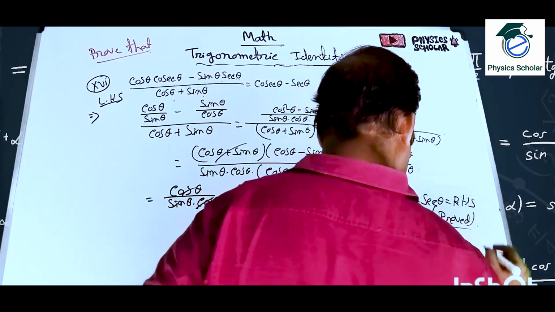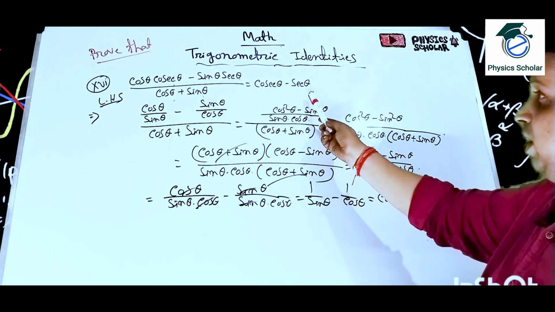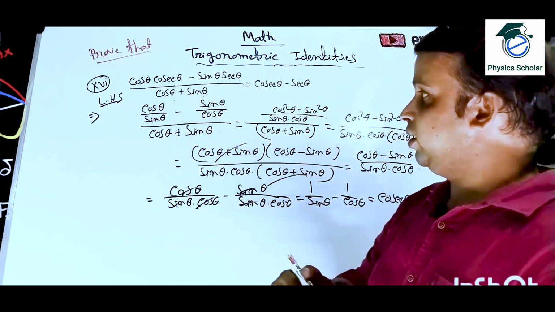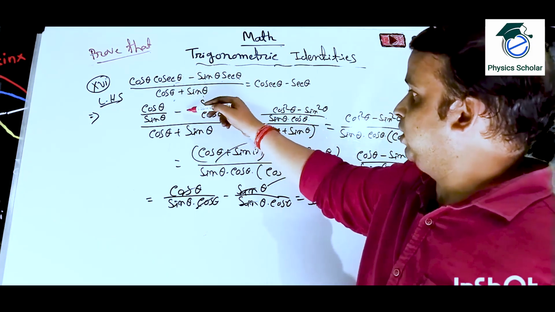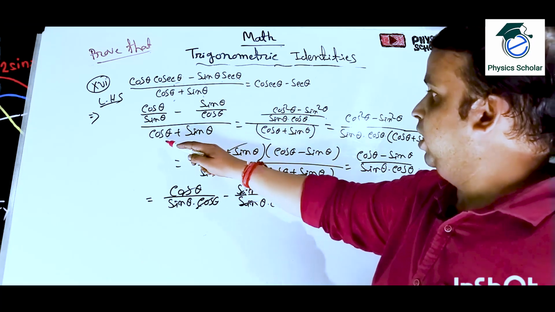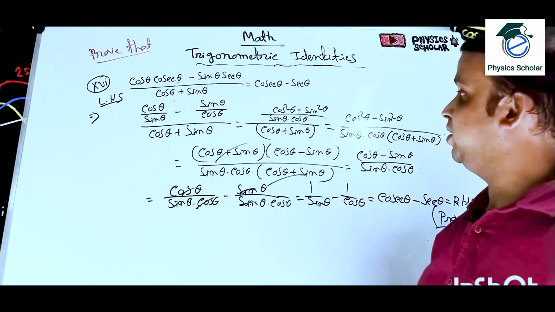So students, let me explain this once again. What are we doing here? Cosec theta means 1 by sin, so cos theta by sin theta, minus sin theta into sec theta, which means 1 by cos, that means sin theta by cos theta. And cos theta plus sin theta as it is. I am writing this.